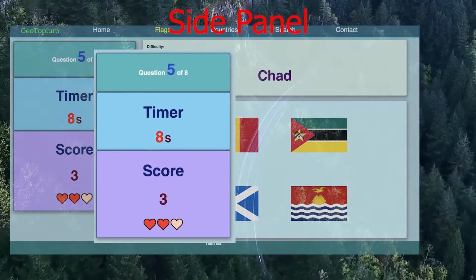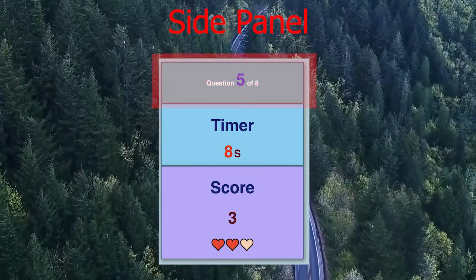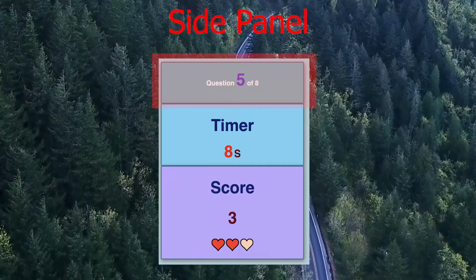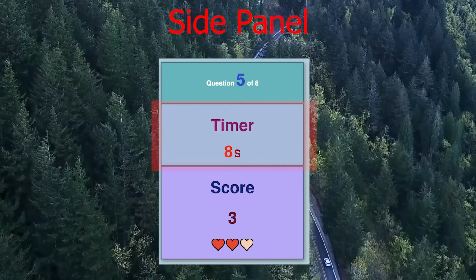The side panel on the left-hand side of the page contains running metrics for the challenge. The top section specifies the question number out of 8. The section below that contains a countdown timer for the question, initially counting down from 15 seconds.